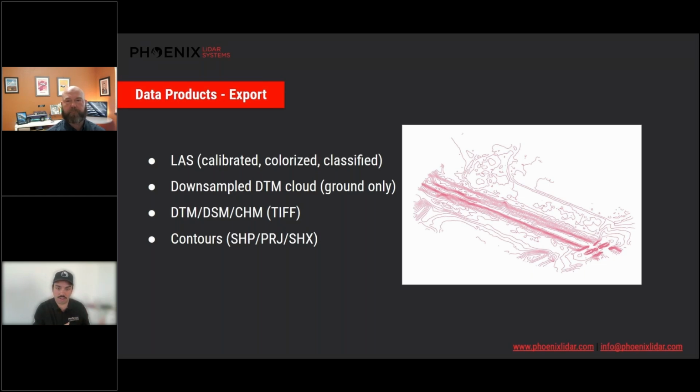With LiDAR, your basic data product that comes out of it is a calibrated, colorized, classified point cloud in the LAS format, but we can do a variety of formats as well within LiDAR ML. We can do digital terrain models, surface models, and contours, and we can decimate the point clouds to bring into CAD programs. We've made it really simple to take that raw data, process it through, and export into the format that's going to be most valuable to you in order to best extract value out of that.